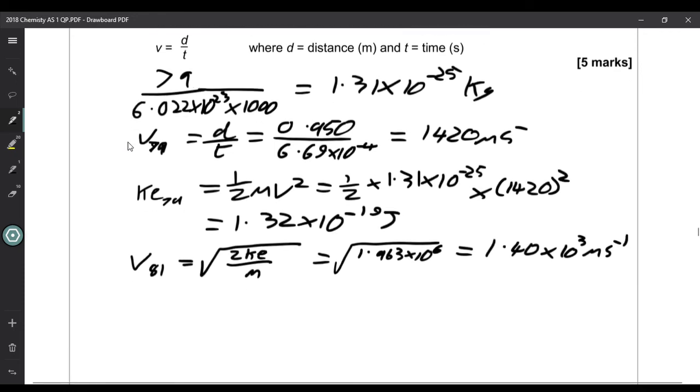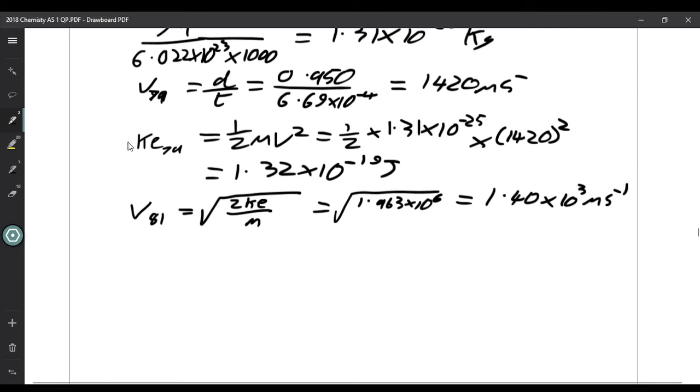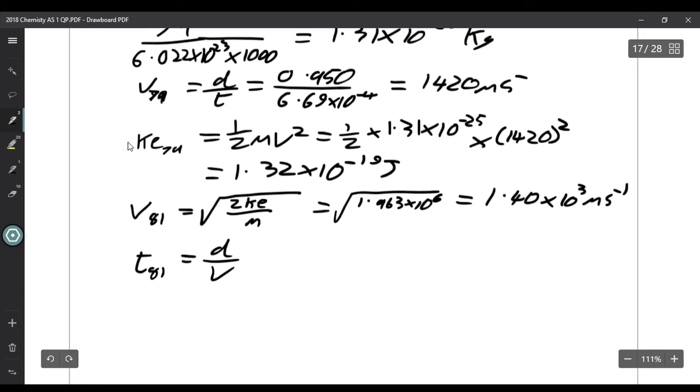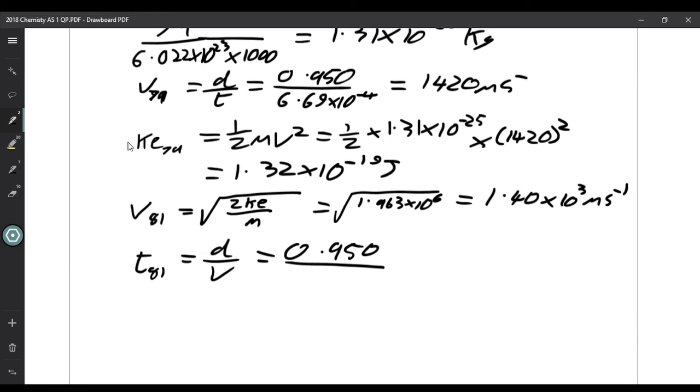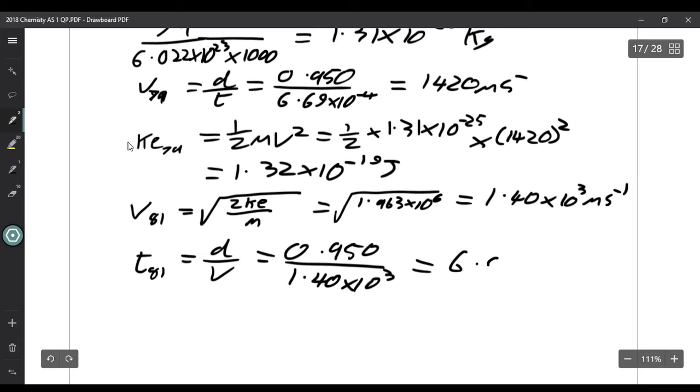So now we know the velocity. The time taken is going to be distance over velocity, which equals the 0.950 divided by the velocity we've just calculated, which is 1.40 times 10 to the 3, which equals 6.80 times 10 to the minus 4 seconds.